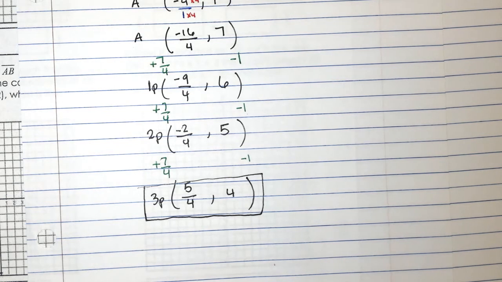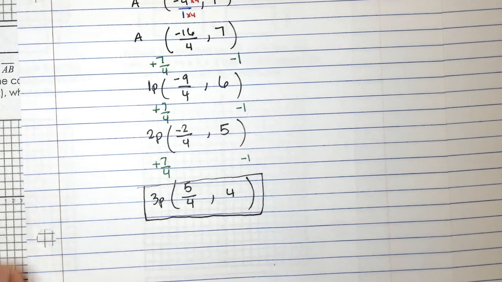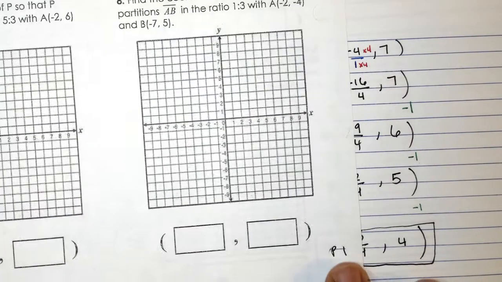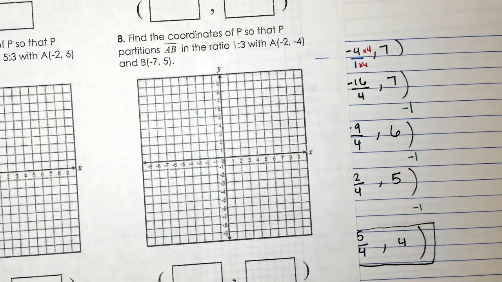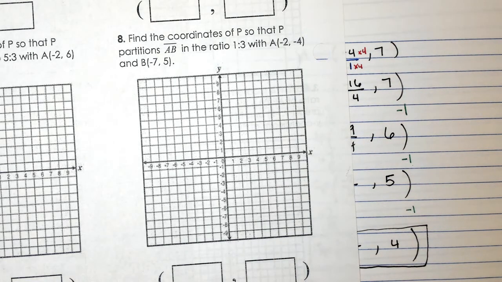On your practice, I think it's number 8. So if you go to your practice, and this is number 8 on practice. Make sure I got the right one. Yeah, this is it. So number 8 on practice. This is the one I want to do with you. Alright, real quick.